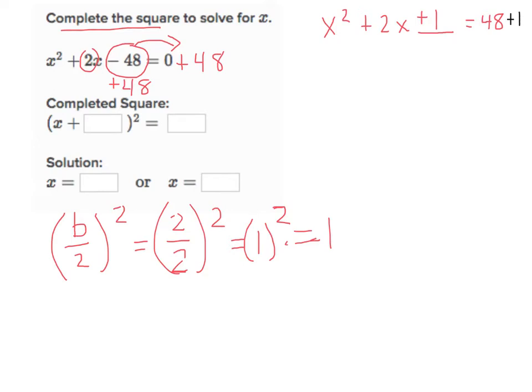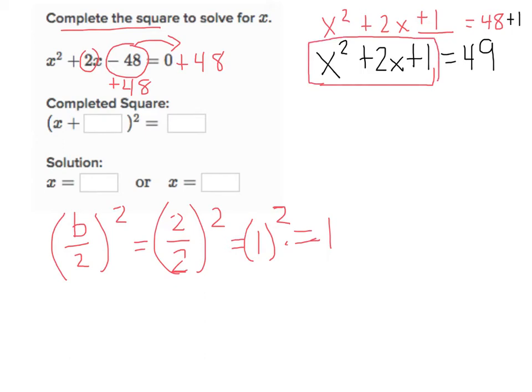So now let's rewrite what we've got. x squared plus 2x plus 1 all equals 49. So you completed the square. And what that means is this left side right here is a perfect square. So if we were to factor it, what are my factors of 1? They're 1 times 1. And does 1 plus 1 add up to equal 2? It does. And so this will factor to x plus 1 times x plus 1, and that equals 49.